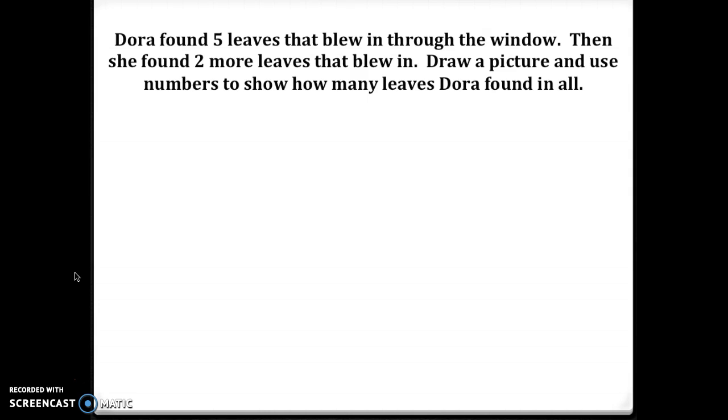Dora found 5 leaves that blew in through the window. Then she found 2 more leaves that blew in. Draw a picture and use numbers to show how many leaves Dora found in all. Go ahead and pause the video to give yourself some time to solve the problem. Press play when you're ready to continue.